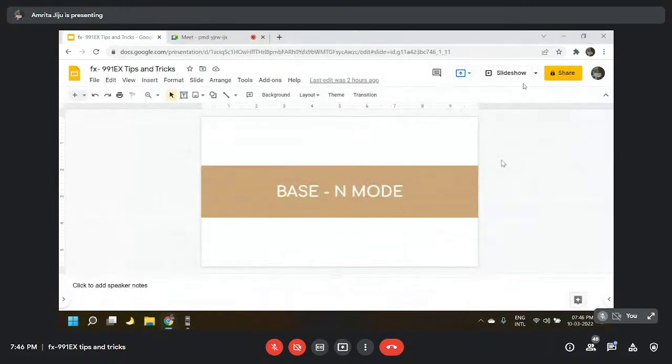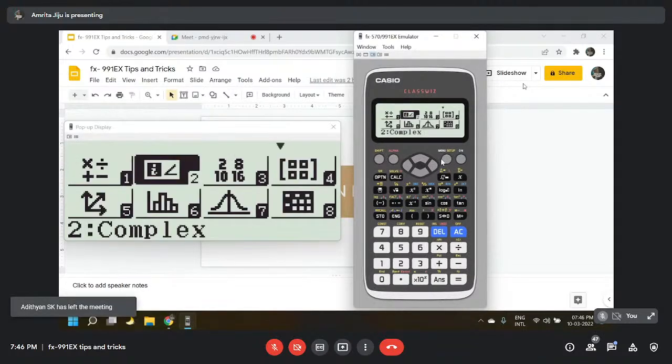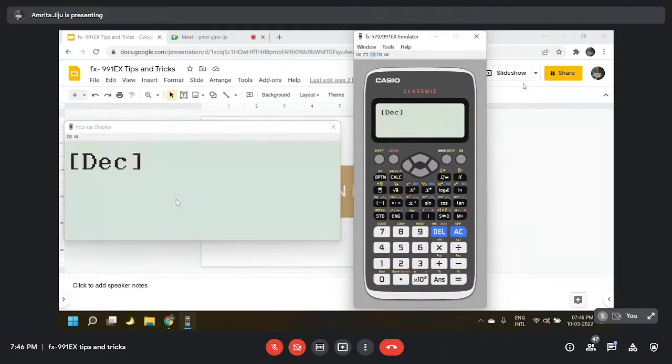Now, as mentioned, we are moving on to the base N mode. Base N mode is converting decimal, hexadecimal, and so on. For base N, you go to the menu option, then click 3. It's basically the decimal form. You just enter a decimal number.